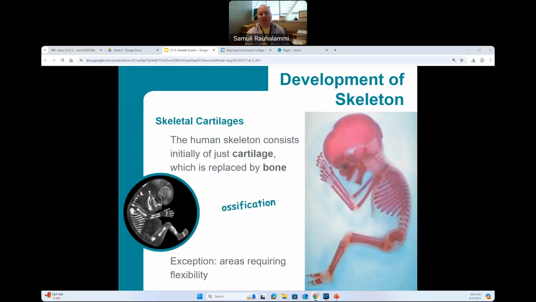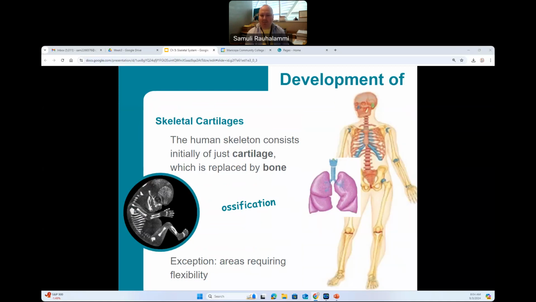So I wanted to start by discussing the origins of the human skeleton. The human skeleton starts as cartilage, and this cartilage then gets replaced by bone in a process known as ossification. And we end up saying that the areas where a high amount of flexibility is needed still remain cartilaginous. And there are different kinds of cartilages that we end up finding in the body.